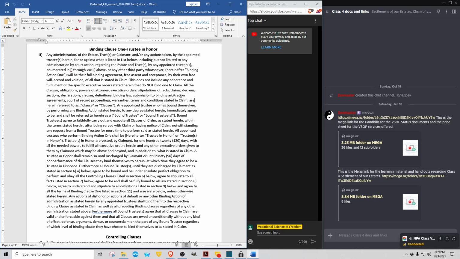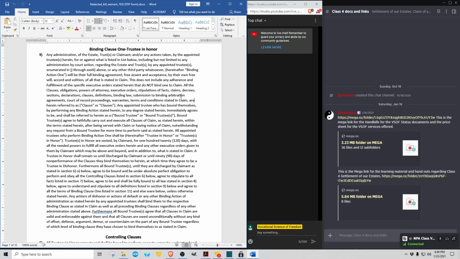Meaning the second that they do some of these things that would bind them to, say, be a trustee in dishonor, or that they do that it's under binding clause 3 or 4, they're instantaneously put under the bus for all the rest of the clauses. So it's a, if you touch the flypaper, you're stuck to it kind of thing.